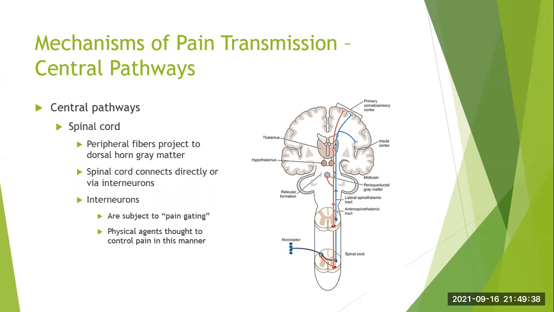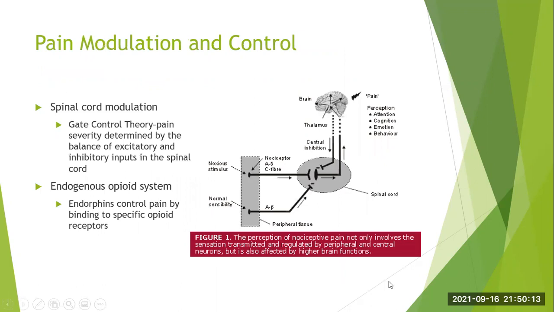Interneurons are subject to what we call pain gating, and physical agents are mostly thought to control pain in this manner through gating. So the idea is, if you can send a sort of interrupting signal or a canceling out signal into the dorsal horn of the spinal cord, you can stop the pain from ascending into the central nervous system. Pretty cool, right? And we'll talk about the different agents and how they do that when we get to each individual one.